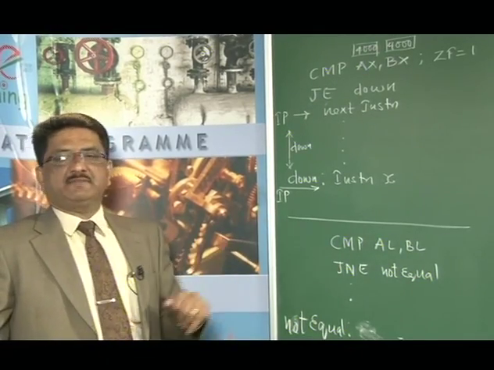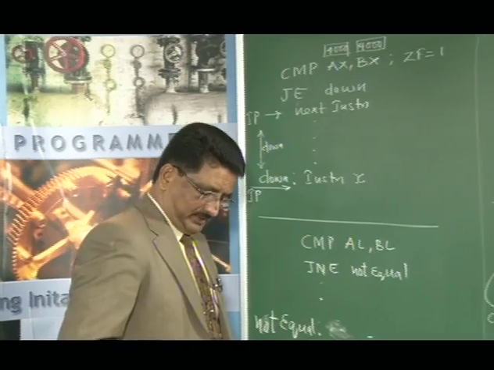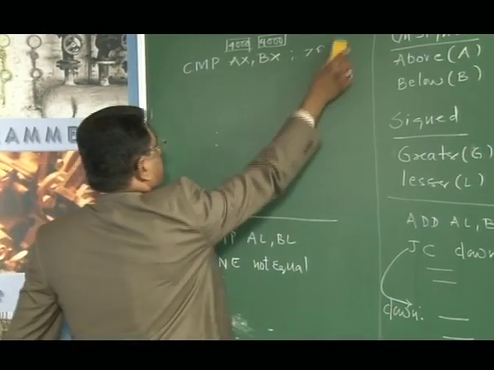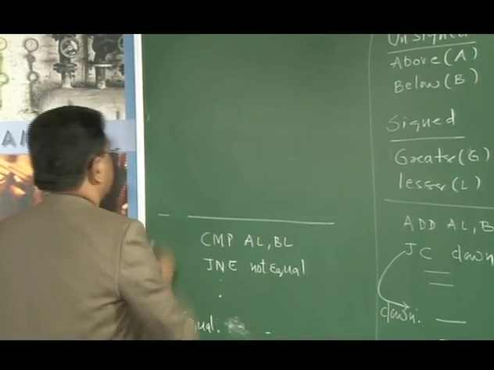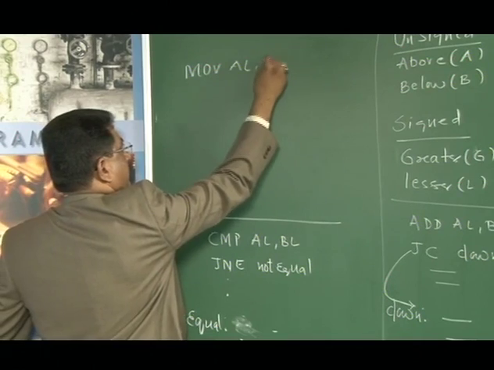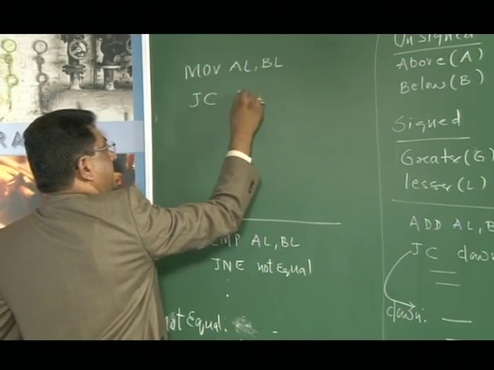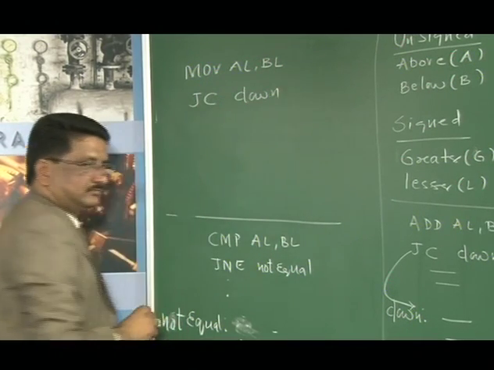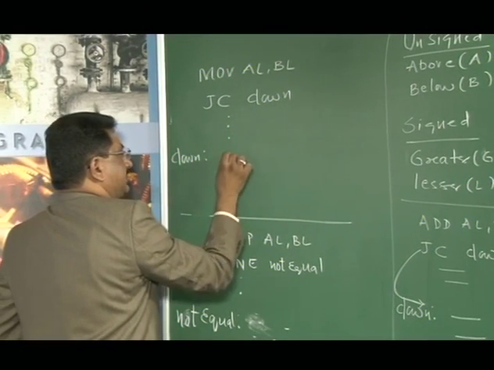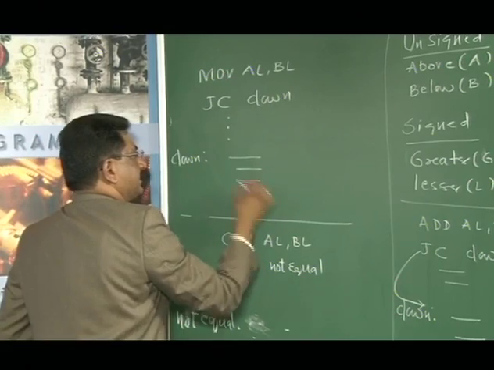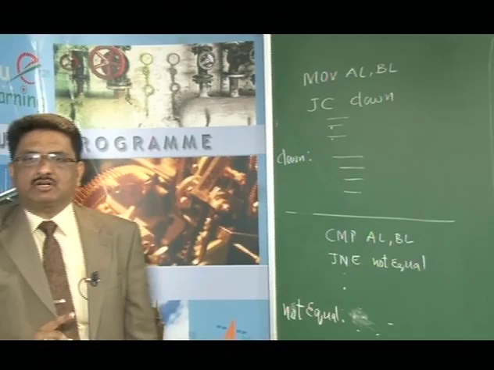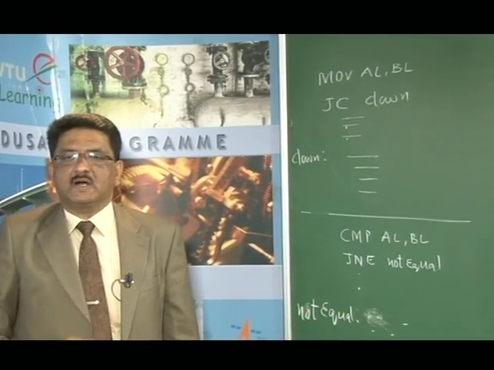Suppose you ask me a question, sir, if I write a program something like this, what will happen? MOV AL, BL, jump if carry down. So the syntax is 100% right. You have some instructions here, you have some instructions here. Your assembler will not show you any error, because this is a logical error.